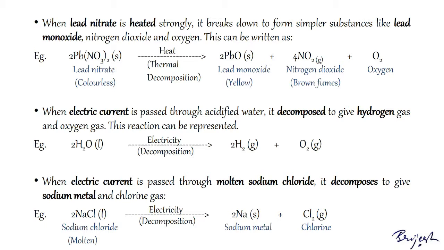Next example: when electric current is passed through acidified water, it decomposes to give hydrogen gas and oxygen gas. This reaction can be represented as follows. So in this decomposition reaction, a single compound, water, splits up to form two simpler substances, hydrogen and oxygen. This decomposition takes place by the action of electricity. Note that it is called electrolysis of water.